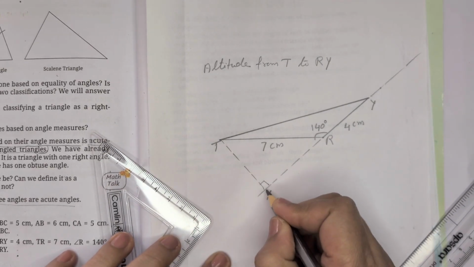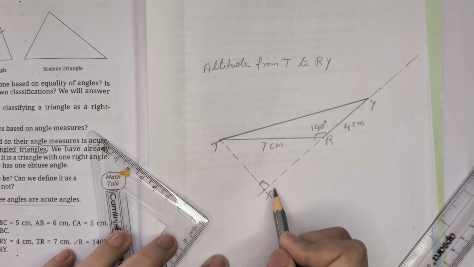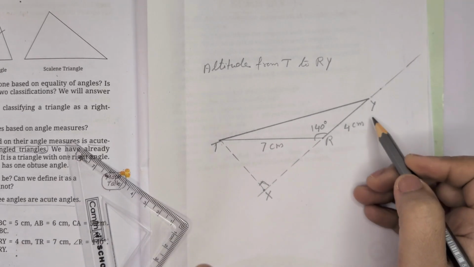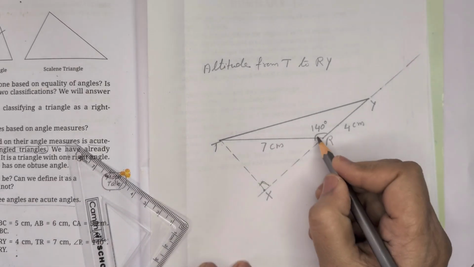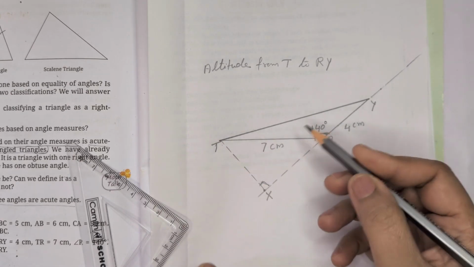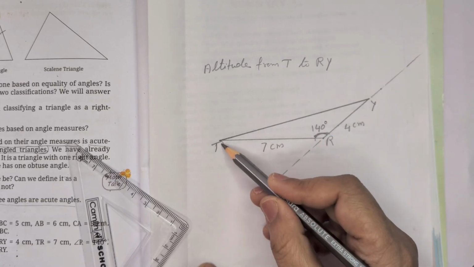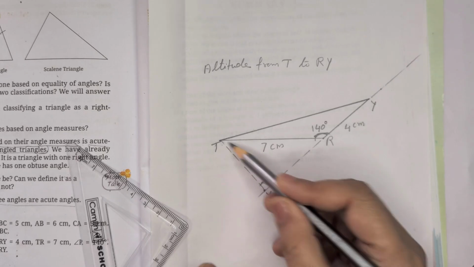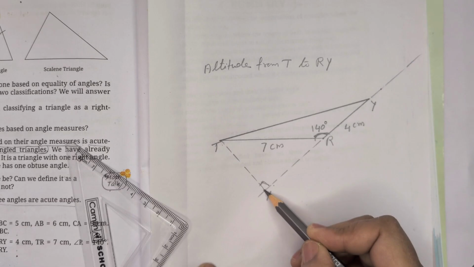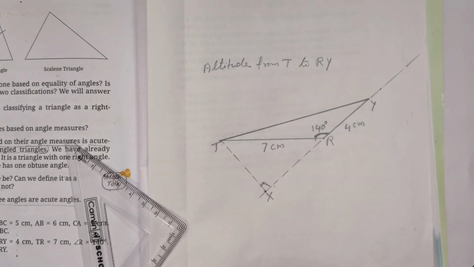Now we can see this is the altitude. We can mark this point as X. So TX is the altitude of this triangle from T to RY. Why is it coming over here? Because this is an obtuse angle, so the altitude will always be outside the triangle. For an obtuse angle triangle, its altitude comes outside the triangle. So from T to the extended side RY, TX is the altitude towards RY from T.